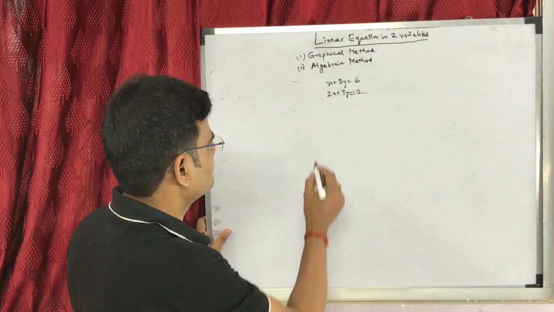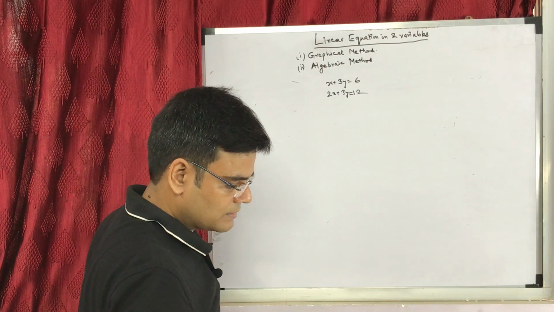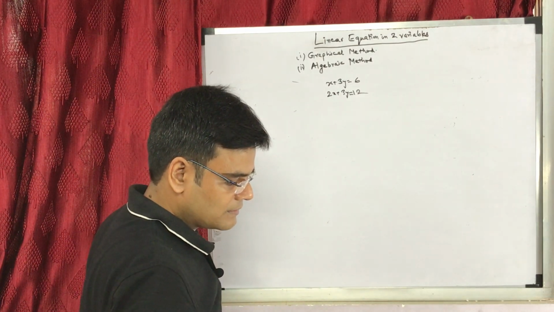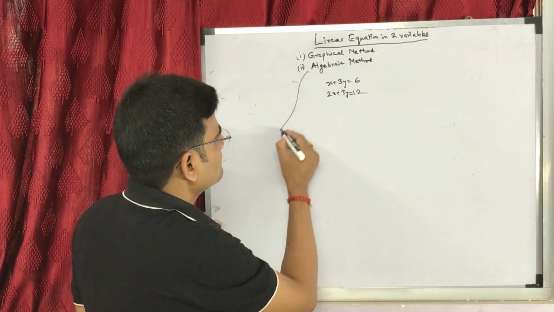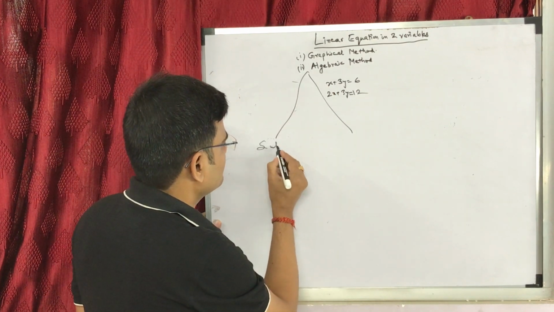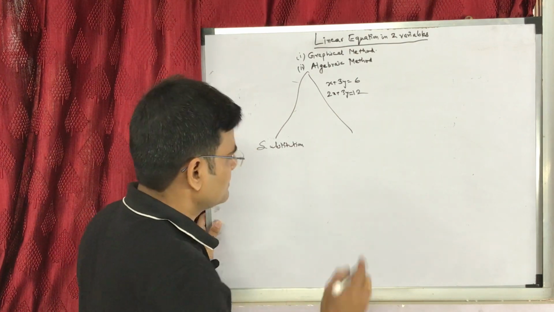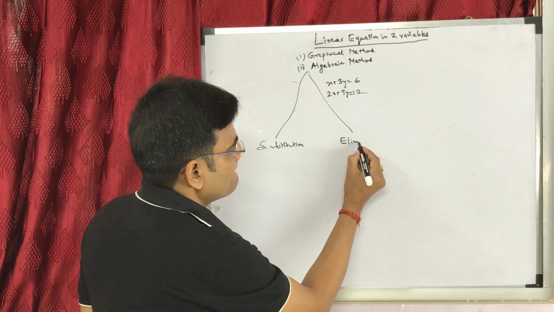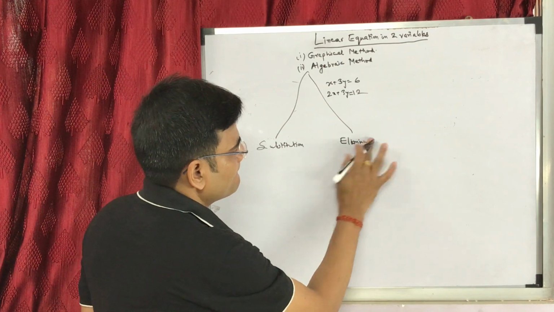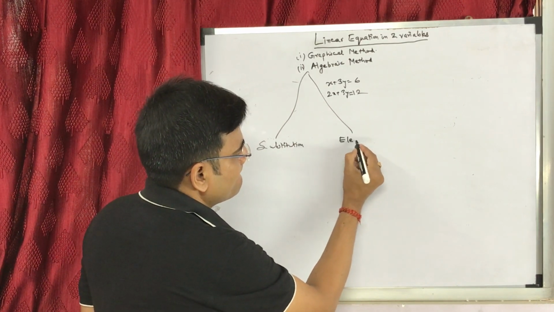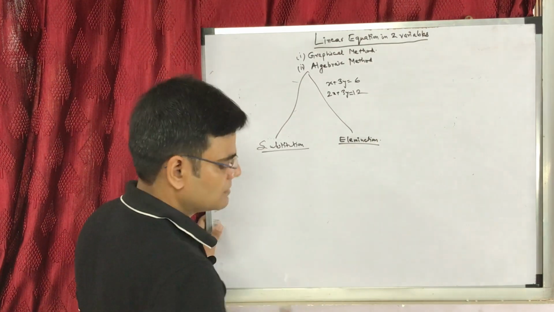I believe you understood this part. Let me know if you didn't understand. In the next chapter we'll cover algebraic method. We have two methods. One is substitution method, and the second one is elimination method. So we'll cover both substitution and elimination.